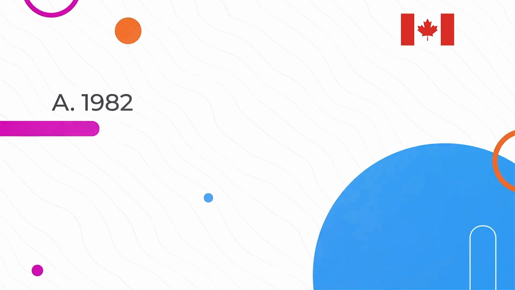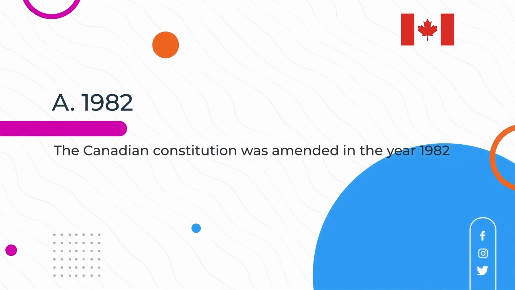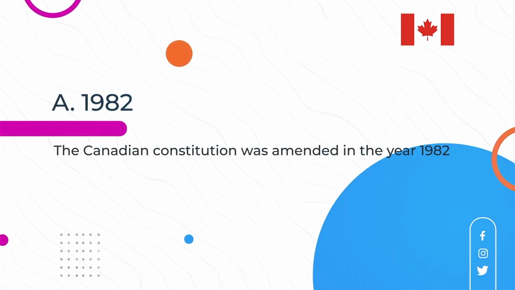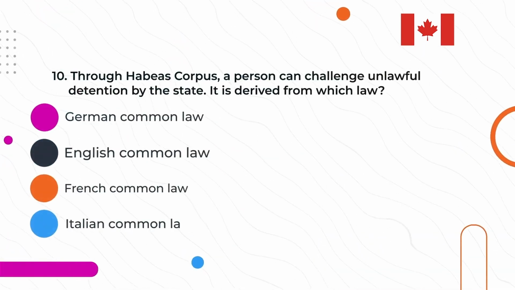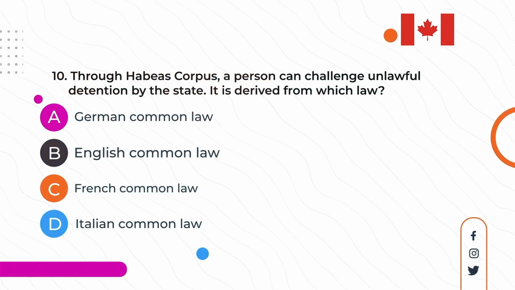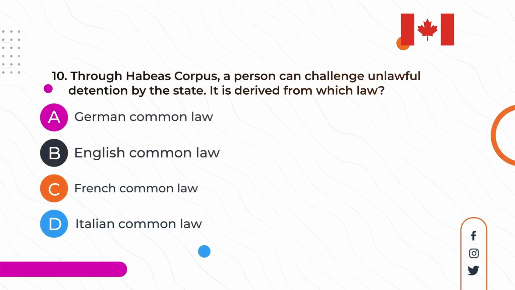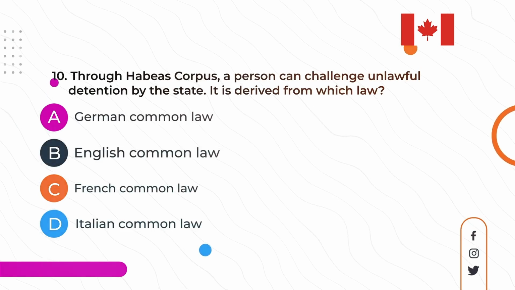Answer: A. 1982. The Canadian Constitution was amended in the year 1982. Number 10. Through habeas corpus, a person can challenge unlawful detention by the state. It is derived from which law? A. German common law. B. English common law. C. French common law. D. Italian common law.